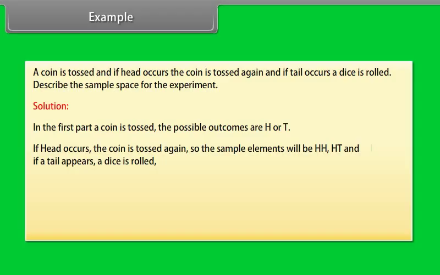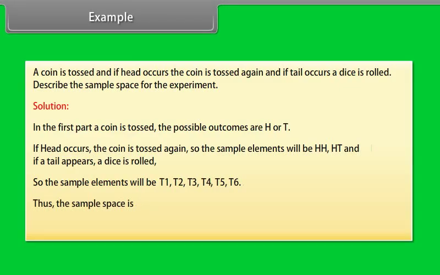So the sample elements will be HH, HT, and if a tail appears, a dice is rolled. So the sample elements will be T1, T2, T3, T4, T5, T6. Thus, the sample space S is equal to HH, HT, T1, T2, T3, T4, T5, T6.